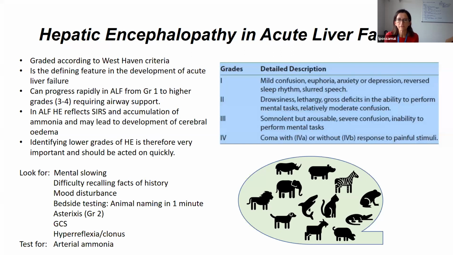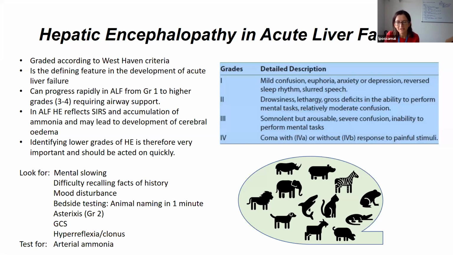Identifying the lower grades of hepatic encephalopathy, therefore, and acting on them quickly is important. In terms of the clinical assessment, when you're reviewing patients, I would look initially for mental slowing, difficulty recalling facts for history, and mood disturbance, which I appreciate can be quite difficult, particularly with patients presenting with overdose, sometimes mixed drug overdose or alcohol, and often with psychiatric histories.